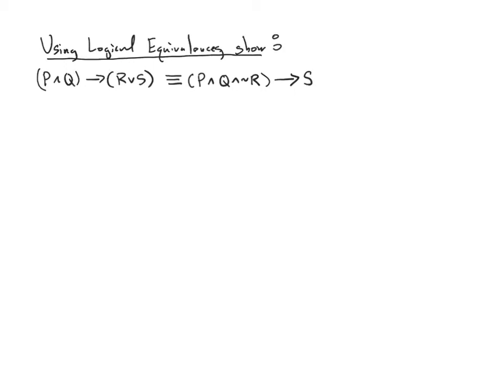We want to use logical equivalences to show that P and Q implies R or S is logically equivalent to P and Q and not R implies S. So before you watch the rest of the video, pause the video, try it yourself. See if you can make the left side here look like the right side.